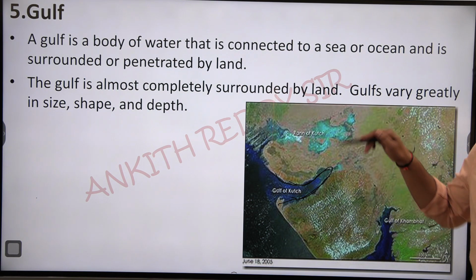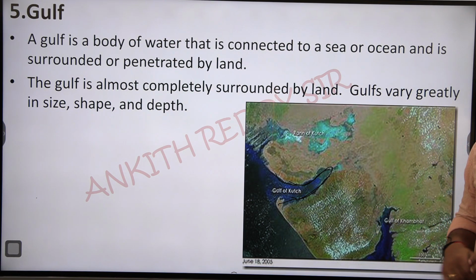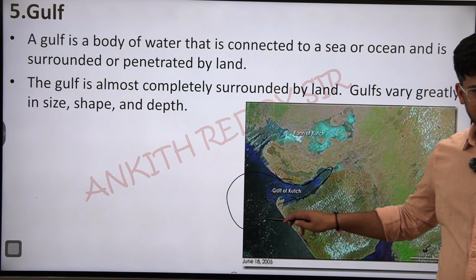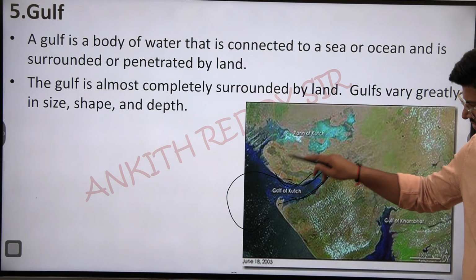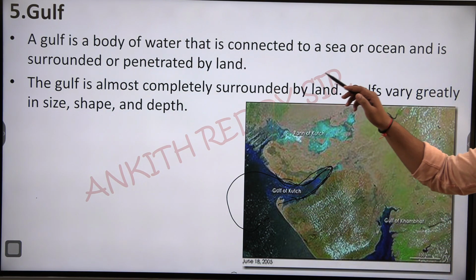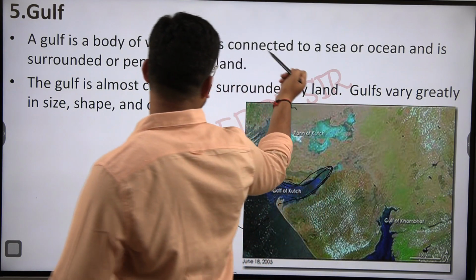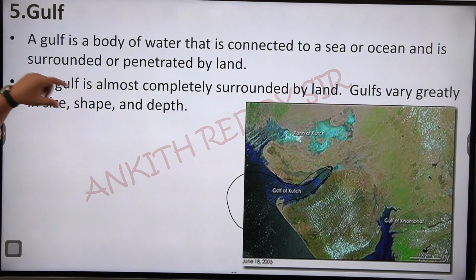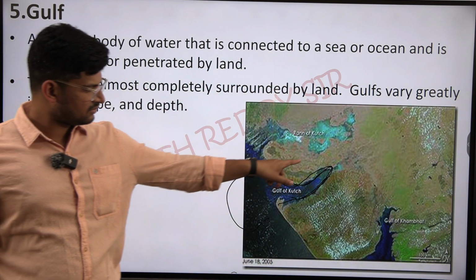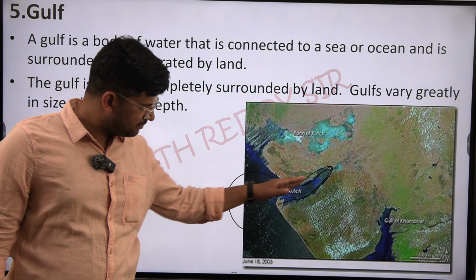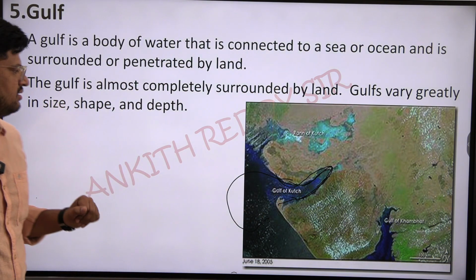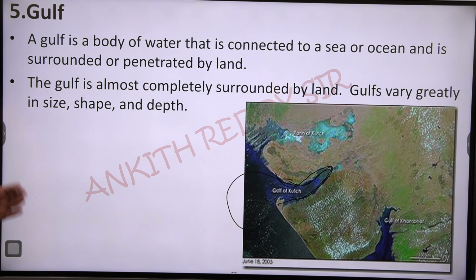A narrow water body surrounded by land. It is connected to the main sea, and it is surrounded by land. It is called a Gulf. So what is a Gulf? A Gulf is a body of water that is connected to a sea or ocean, and it penetrates into land. Such a body is called a Gulf. So a Gulf is basically narrow, mostly completely surrounded by land.